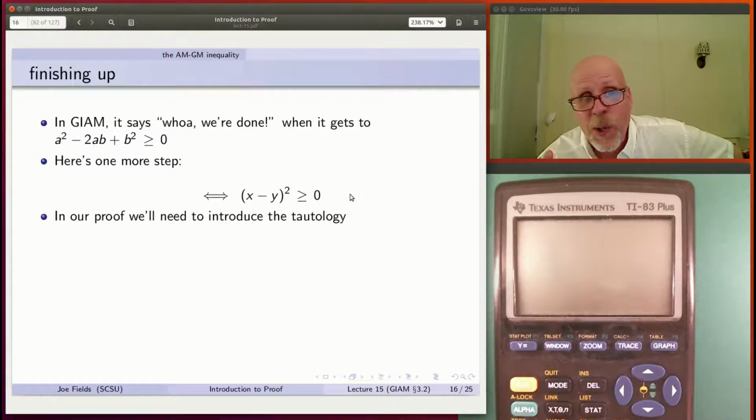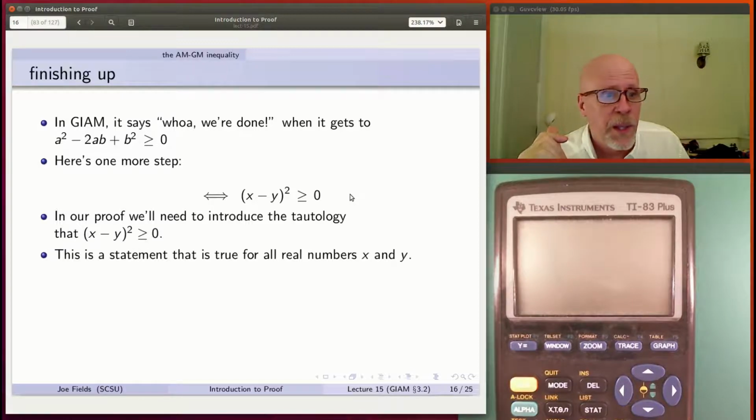It's just that it's a square, right? Aren't squares always positive? In fact, not quite. If you have the square of 0, it'll be 0, but if it's the square of anything else, positive or negative, it'll be positive because minus times minus is plus. So we're going to need, in our actual proof where we go forward, to introduce this tautology that (x minus y) squared is always greater than or equal to 0. That's tautological over the real numbers.